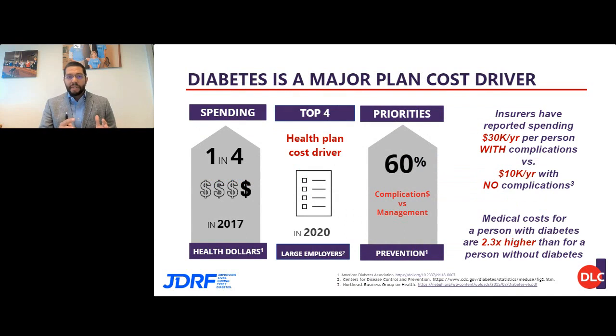I don't want to spend too much time here, as I think most folks are probably aware diabetes is a major driver of costs in a plan. Insurers have reported spending nearly 3 times more per person with complications than someone without complications. And really what we want to underscore here is that we're spending a lot of money on complications and less on prevention. And so, I think not only does it improve the lives of those living with diabetes, if we can avoid complications, investment up front goes a long way in saving costs down the road.